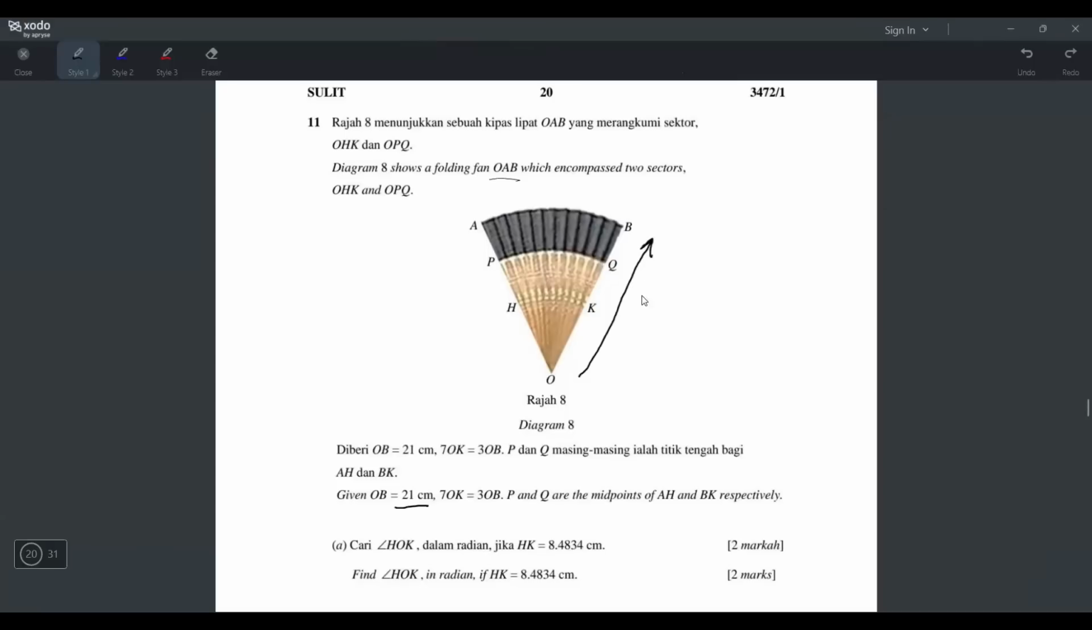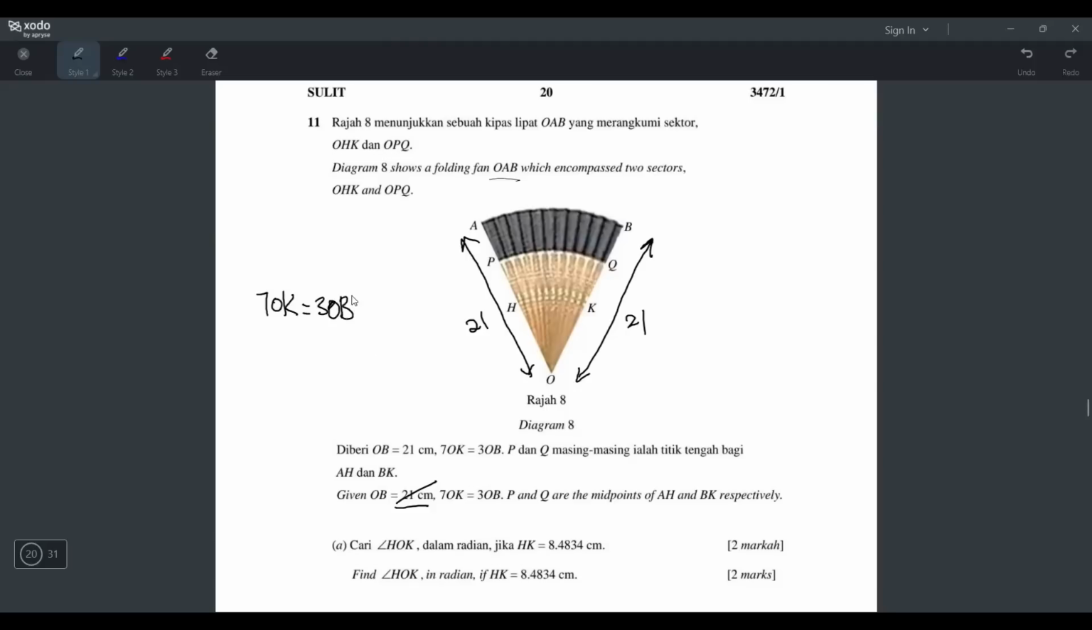So if OB is 21, that means OA is also 21 because OA and OB is the radius of the big sector. So radius mesti sama panjang. Okay, next one, they say 7 OK equals to 3 OB. Okay, this one is trying to tell us the ratio.